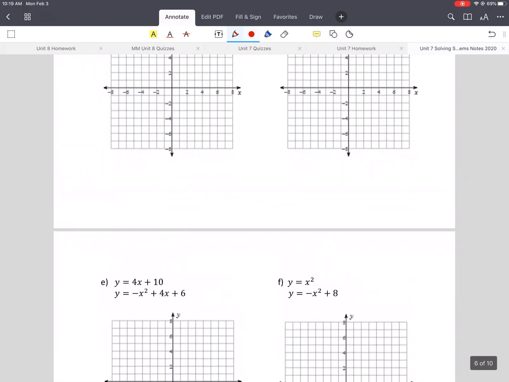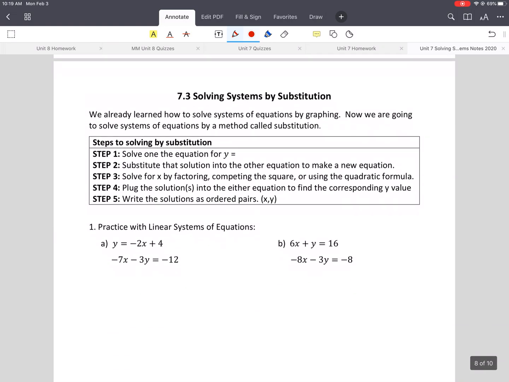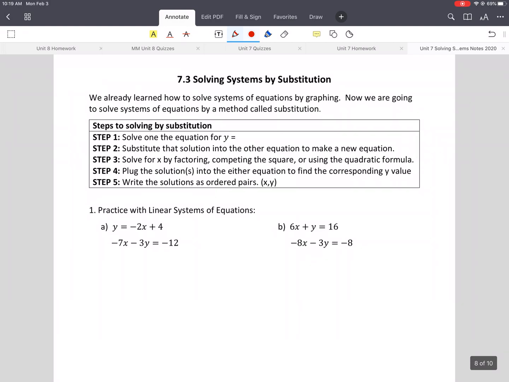Okay, so 7.3, we're doing it by substitution. So there shouldn't be any graphing. You should just do it all by hand. I know a lot of you know how to graph equations on your graphing calculators, but if you don't show any work, then you're going to be in trouble. So please make sure you show your work, and again, if you have any questions, let me know.